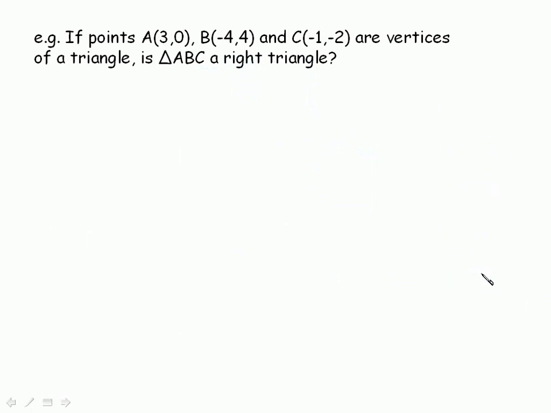Now, this next question is saying, if these are vertices of a triangle, is ABC a right triangle? Now, this leads us to an important point. Fairly important point, is that parallel lines, the slopes are going to be equal. Let's write that like this. Slopes are equal.